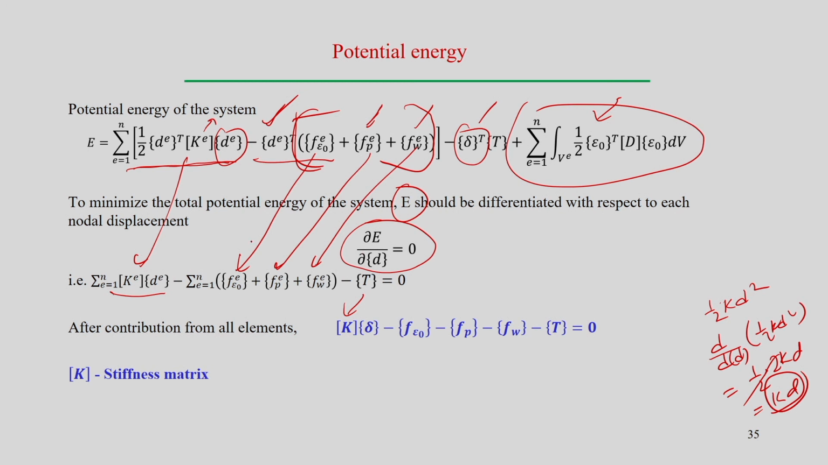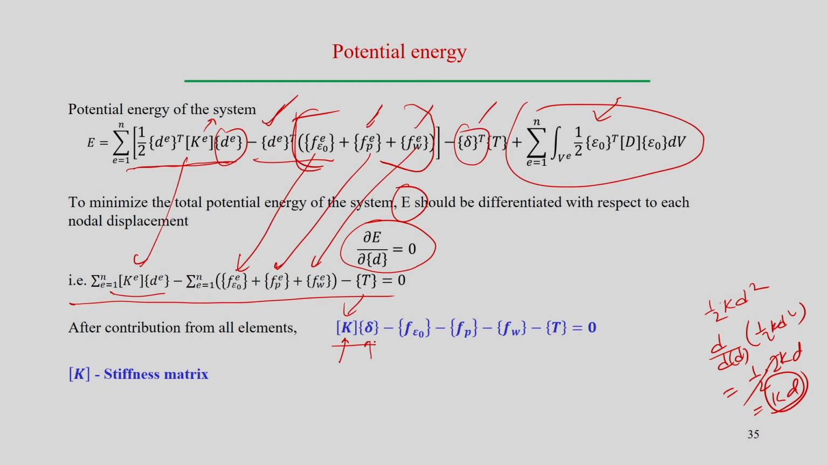Then if you do the minimization of total potential energy and take the derivative, this is the general expression. In the matrix form also you can get it by following the minimization of the potential energy, making it equal to 0. Therefore, from the contribution of all elements we can finally reach K delta. This is the contribution from all elements: we estimate for one particular element, then sum the contributions from all elements. This is the stiffness matrix K, and delta is the displacement field.